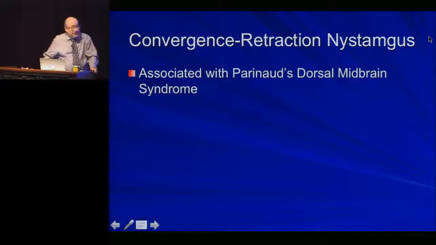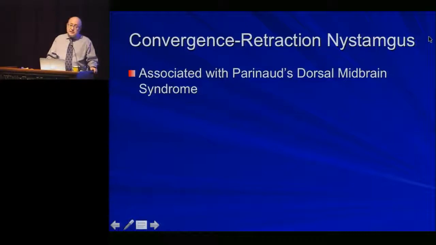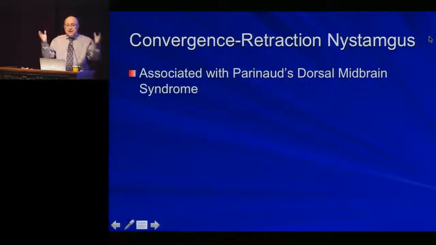Convergence retraction nystagmus is a convergence and retraction of the eyes on attempted upgaze seen with Parinaud's dorsal midbrain syndrome. When we talk about supranuclear disease, we'll talk about this syndrome more, but it includes a lid retraction, an upgaze paresis, poorly reactive pupils to light but better to near, and convergence retraction nystagmus. It's not truly a nystagmus because it's not rhythmic, it's more saccades that are occurring.